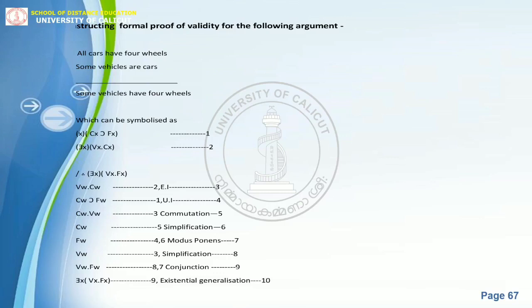So using the new quantification rules, we can prove the validity of the following argument, which is symbolized as: universal quantifier x, Cx implies Fx, marked as the first premise; existential x, Vx conjunction Cx as the second premise; and therefore existential x, Vx conjunction Fx.